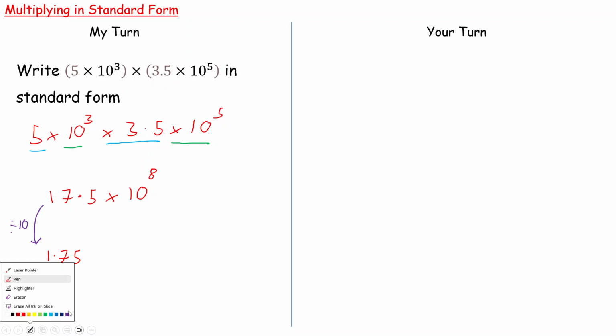But just be really, really careful here. To keep this the same as below, if you divide this number by 10, you've actually got to go and multiply the indice 10 to the power of 8. You've got to times it by 10 to keep it exactly the same thing. You can think of it as 10 to the power of 1. So laws of indices, 10 to the power of 8 times by 10 to the power of 1 becomes 10 to the power of 9. So times it by 10 to the power of 9. And that is your answer.